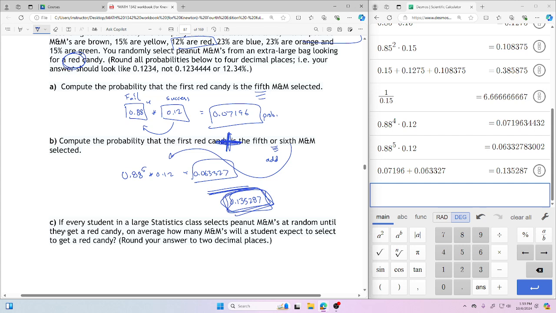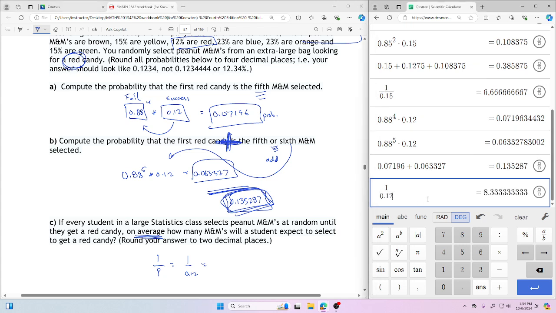Anyways, large statistics class, at random until they get a red candy. On average, how many would you have to go and grab? We just did something like this, right? There's a formula for it. The average is 1 over p, 1 over the 12. Calculator, and we're done. 8 candies. So on average, you'd have to get about 8 candies to get to a red one.